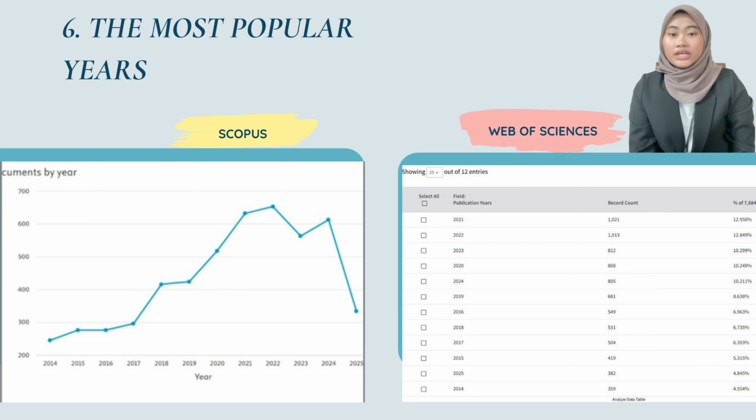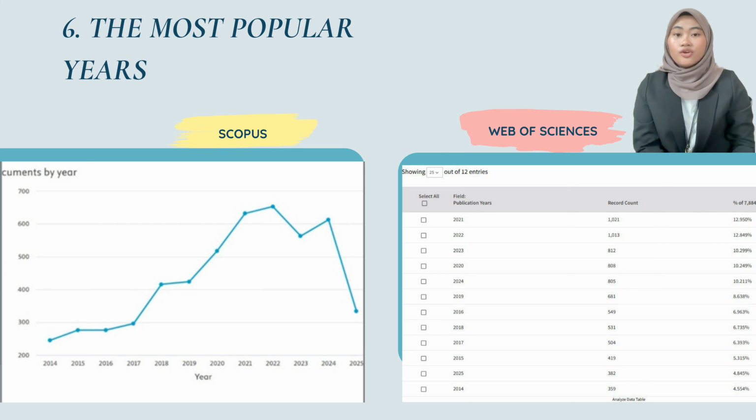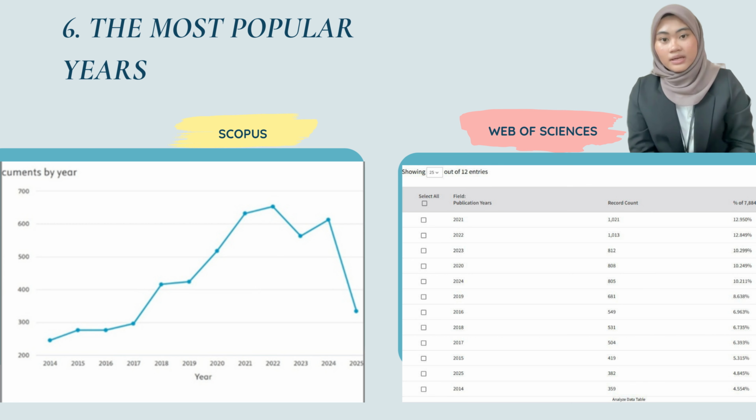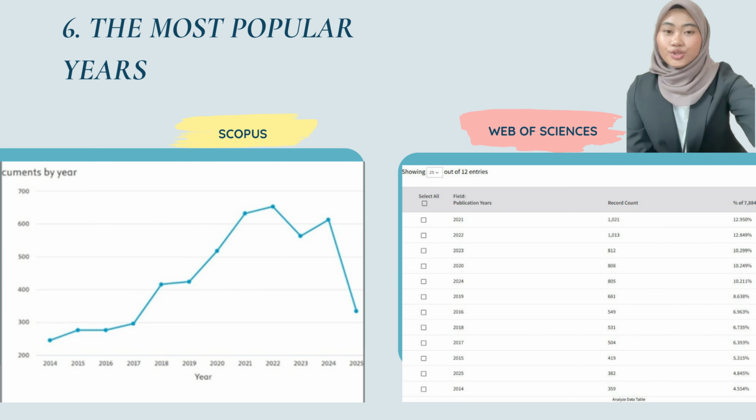Next, for the analyzed result by year from Web of Science, 2021 has the highest document count by year, but 2014 has the lowest. So this result shows that from 2014 until 2021 the number increased by year for the Web of Science online database. So that's all from me.